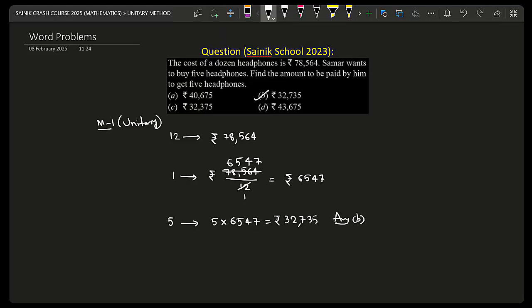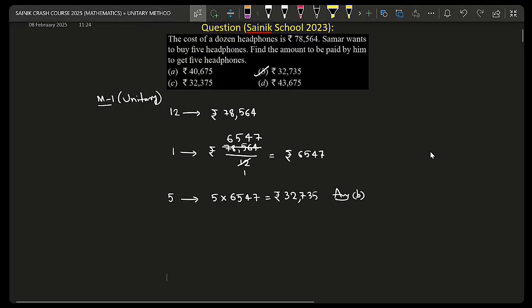Abhiday, can you say any other method? Sir, common division method. Okay, no problem. Can you solve this in proportion method? Direct proportion or inverse proportion. Using that, method number 2.